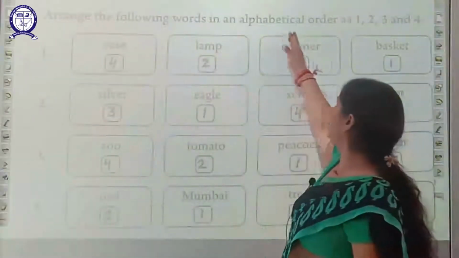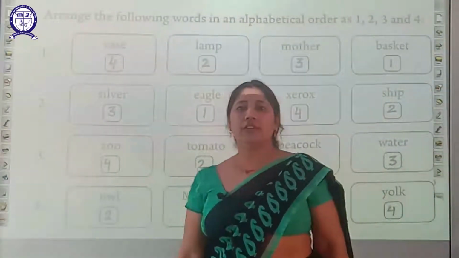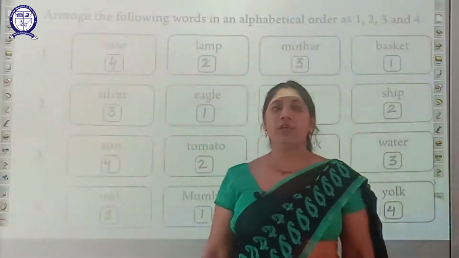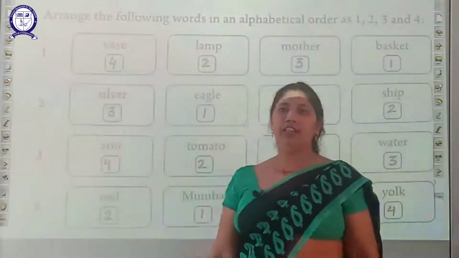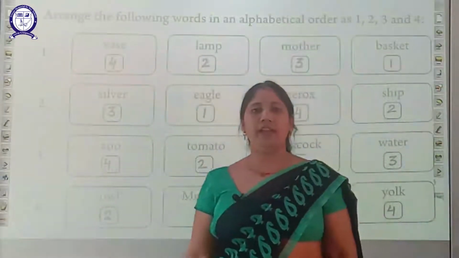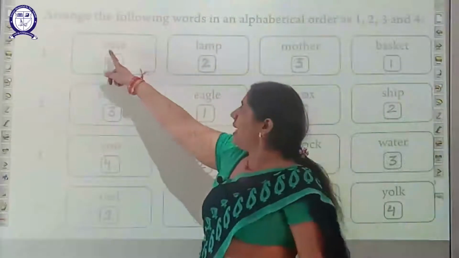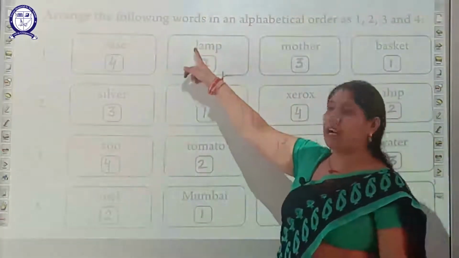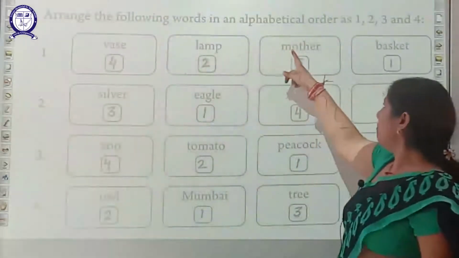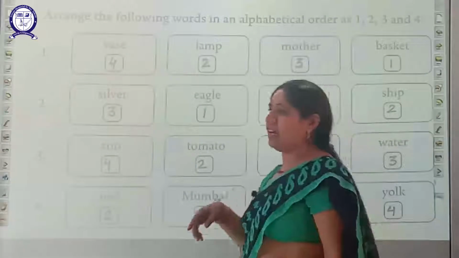Arrange the following words in alphabetical order as 1, 2, 3, 4. Alphabets means A to Z, like A, B, C, D, E. When we arrange in the order of the alphabet, that is called the alphabetical order. For example, vase, that is starting from V. Lamp, that is started from L. Mother, started from M. And basket, that is started from B.